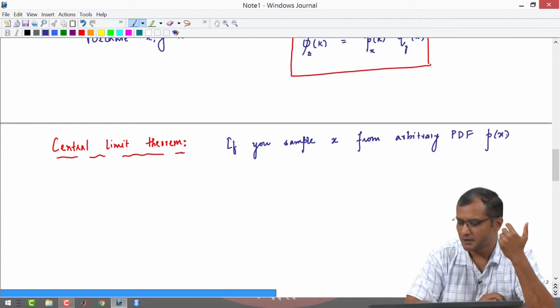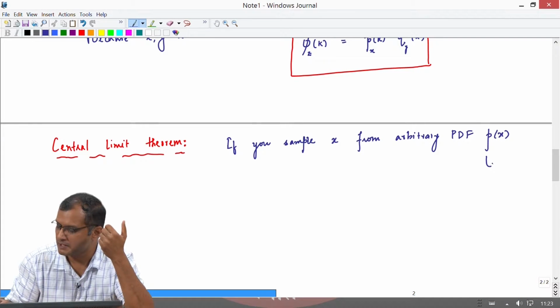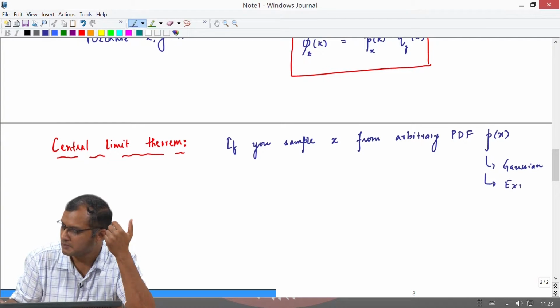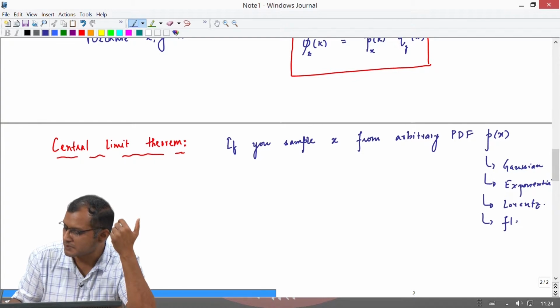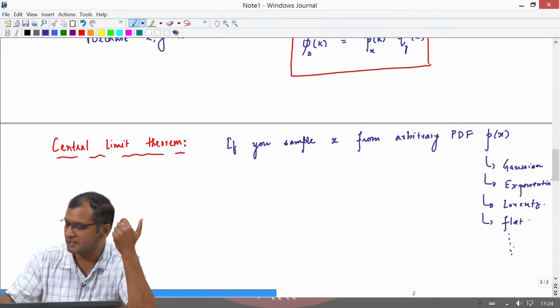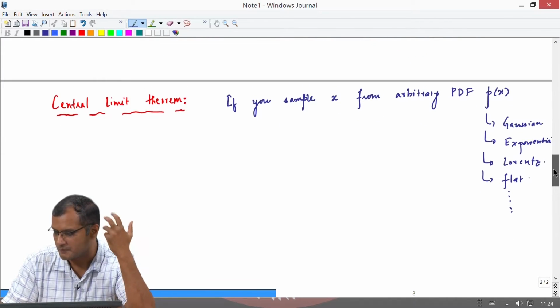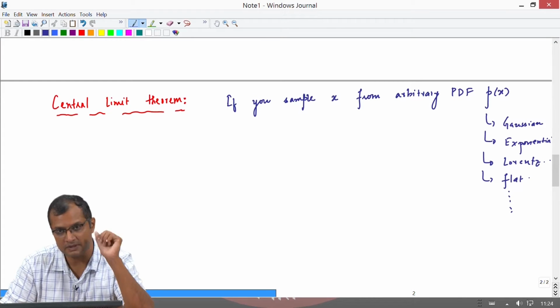Okay. So, you sample x from an arbitrary PDF. This PDF could be anything. It could be Gaussian, it could be exponential, it could be a Lorentz distribution, it could be a flat distribution, and so on. You could take it to be any distribution observed in nature, and you sample the random variable from this distribution.